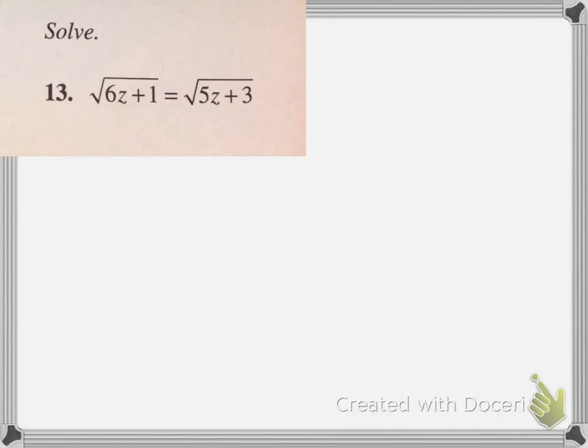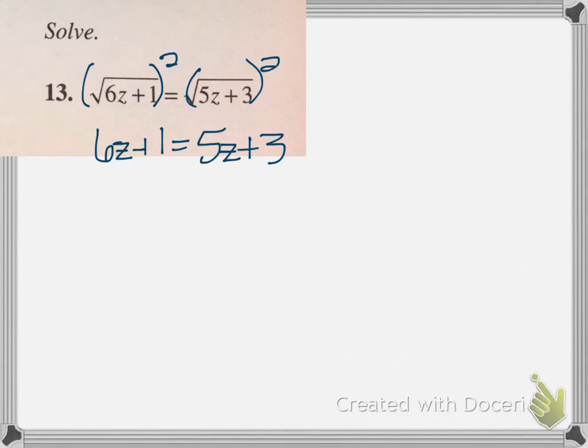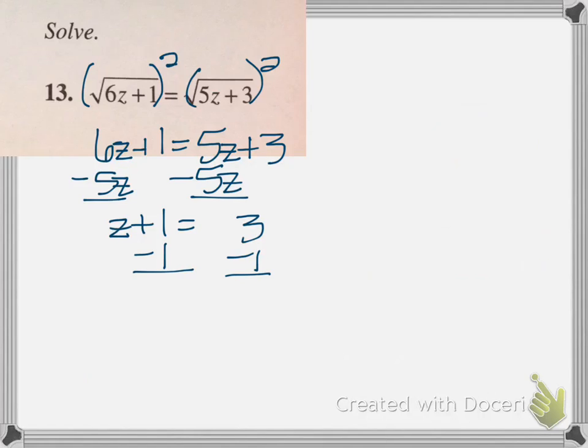Now what happens if you have a square root on both sides? Well, the same idea. How do we get rid of a square root? Well, we're going to square both sides. That's going to leave me with 6z plus 1 equals 5z plus 3. Now I need to collect all of my z's on the same side. So that's going to leave me z plus 1 equals 3. Move my 1, and z equals 2.